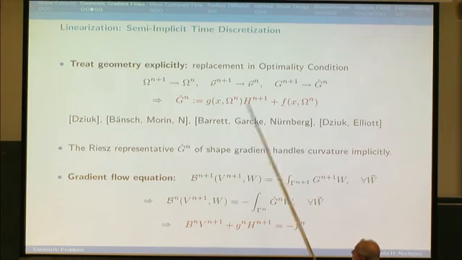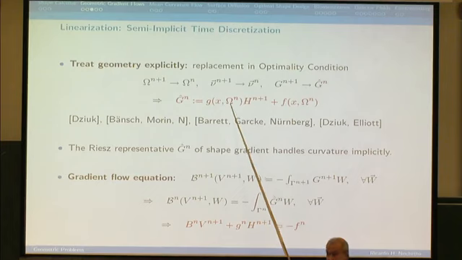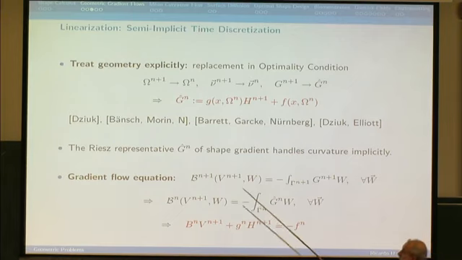It has the form g times h plus f. The g depends on omega. We are going to take the current value, the same for f. But the curvature, which is a very difficult quantity to compute discretely, we are going to compute implicitly, because it's very stable to do that.